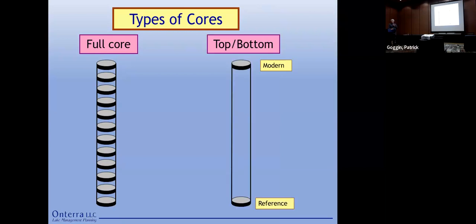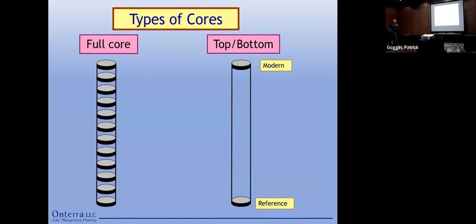So what we do more frequently is we do a top bottom core. In this case, we would only analyze the top section, which would represent present time. And then we analyze near the bottom, which we hope is prior to the arrival of European settlers. So this is when the lake was in its more or less natural state.